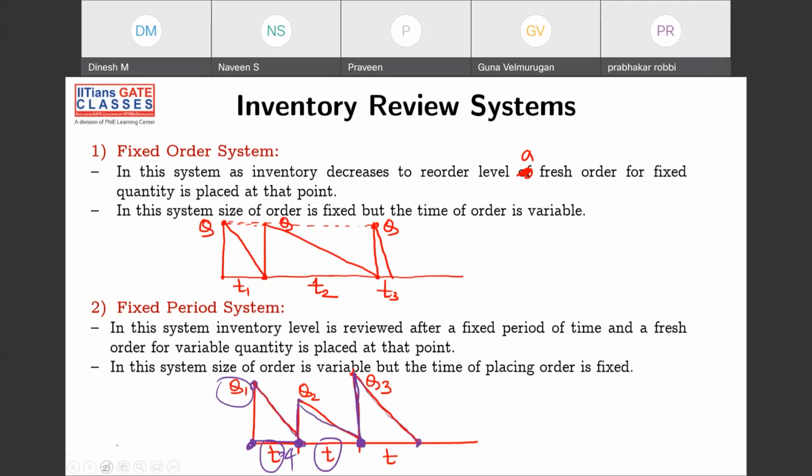So no matter the quantity that you're ordering, you're going to fix the time. That is the difference between these two, fixed order and fixed period. Is it clear, guys? Yes or no?